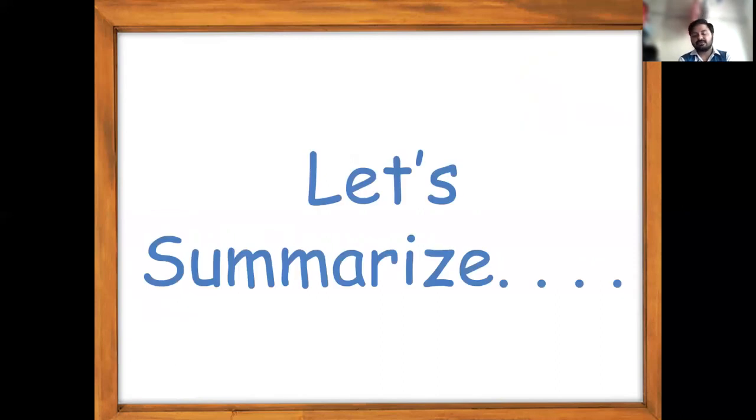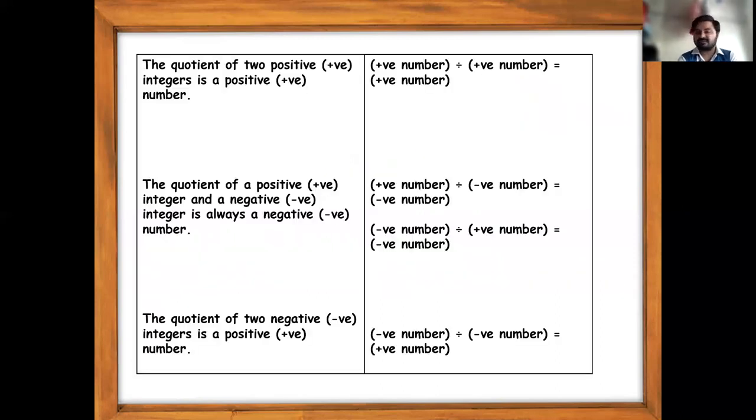Okay. So it's time to summarize whatever we have learned till now. We saw that division refers to the equal division among persons. The quotient of two positive integers is a positive number. That is, a positive number divided by a positive number gives a positive number. The quotient of a positive integer and a negative integer is always a negative integer. So whenever a positive number is divided by a negative number, you get a negative number.